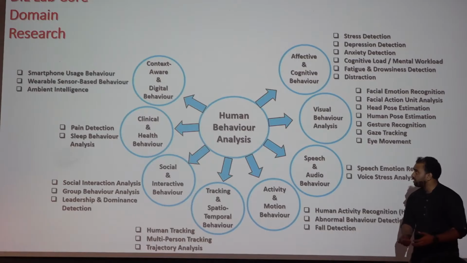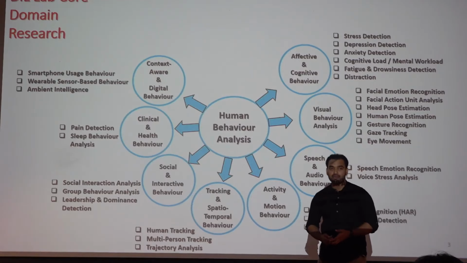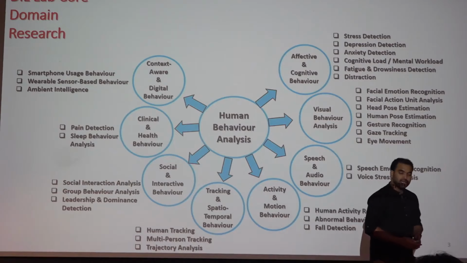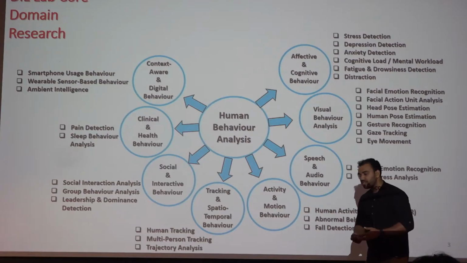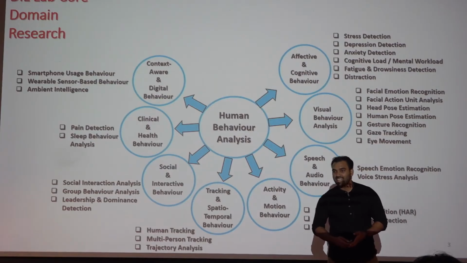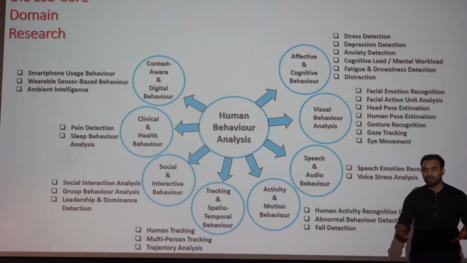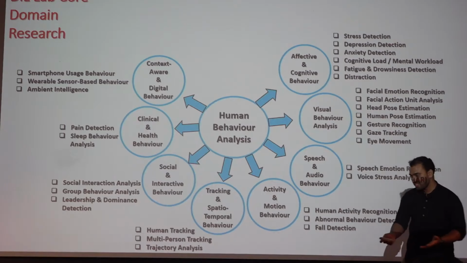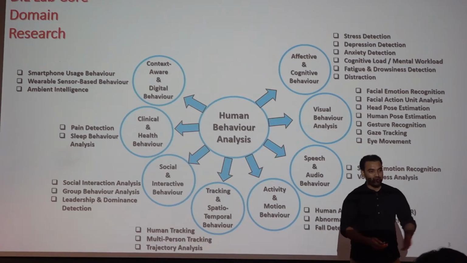Then context-aware and digital behavior, like smartphone use behavior. That is very relevant. I can share from my experience when I teach these days: the students use their phones and ChatGPT and ask questions. It is very challenging for us, but we cannot say they cannot use the smartphone, because we take attendance using smartphones. So we cannot block that.